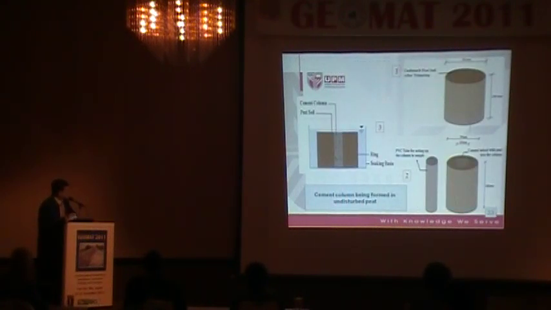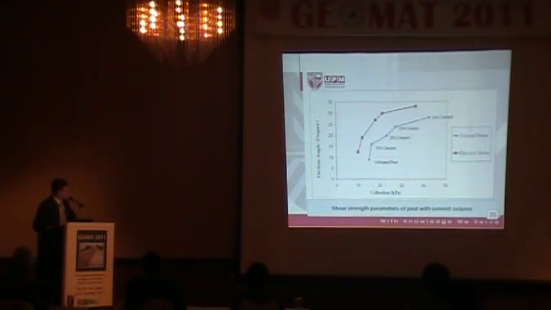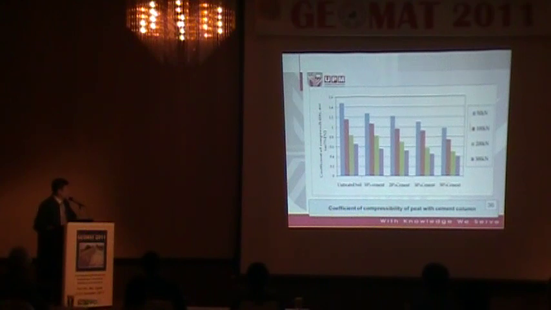So in a simple lab test, we have a peat column, and then we pre-bore a hole in the middle, and we insert a peat-cement column. All right, this is how the making was done. Okay, here are some of the results. As we expect, when increasing the amount of cement, obviously the strength, cohesion and friction angle also increase, and the compressibility characteristic of peat decreases.